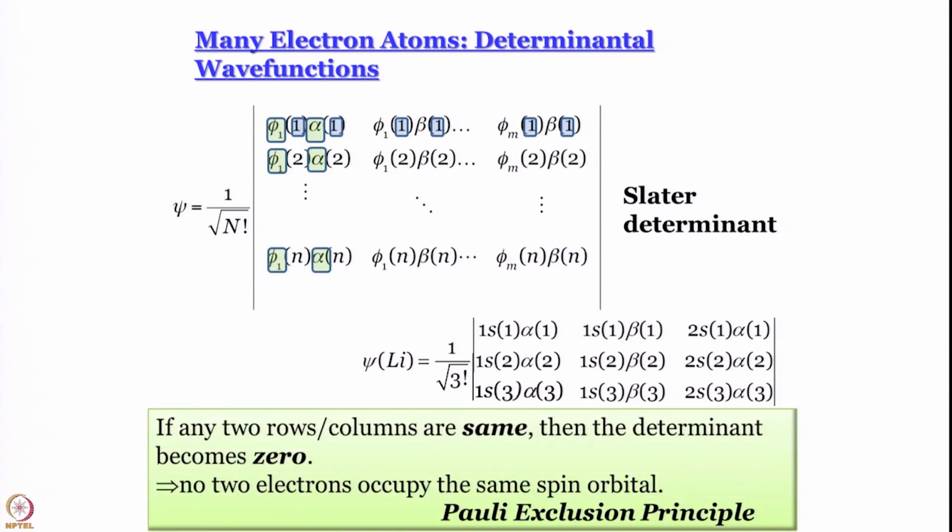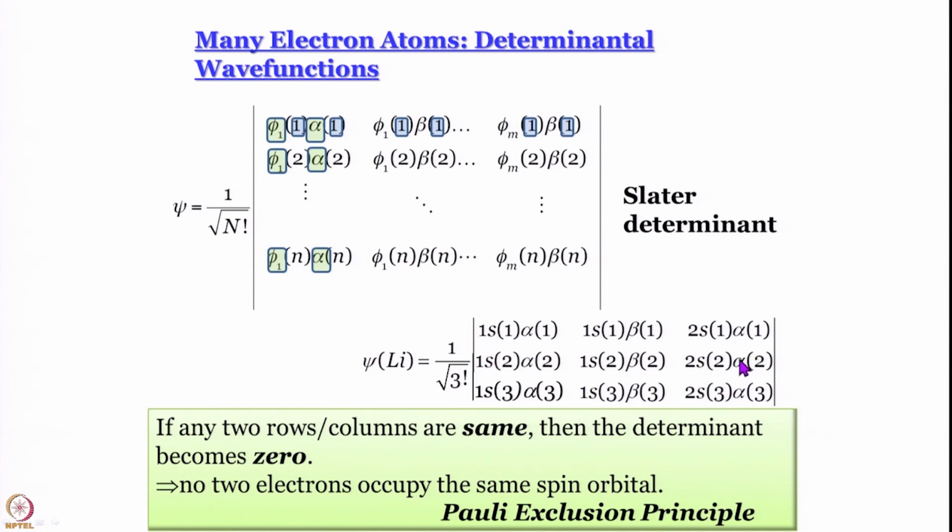But to conclude this part of the discussion, this is what we have learned, that you can write it in determinantal form. Any 2 rows or columns same, then the determinant would become 0. Once again I would like you to take this as homework. Put electron number 3 in 1s orbital. Then this 2s will be replaced by 1s everywhere. Then what happens? The first row and the third row became one and the same.